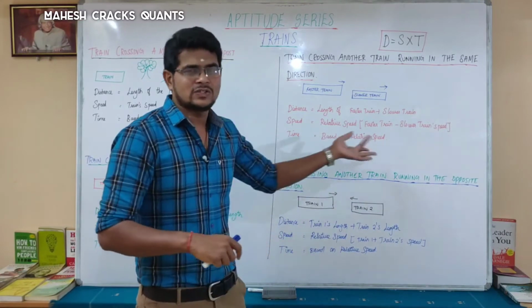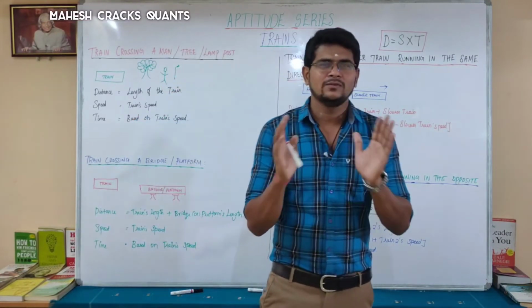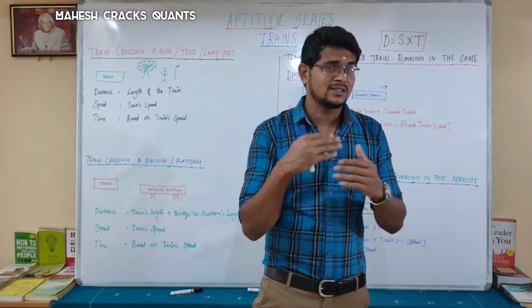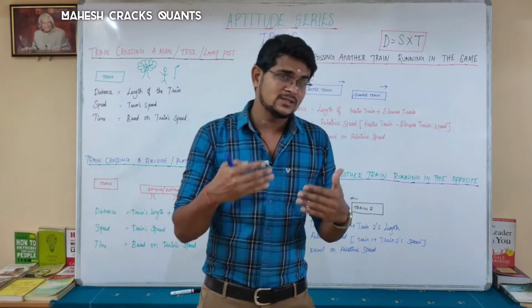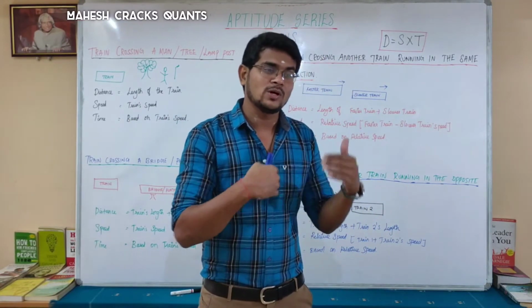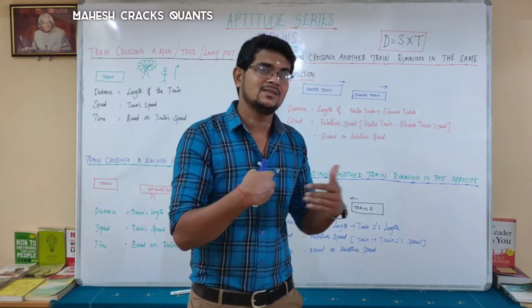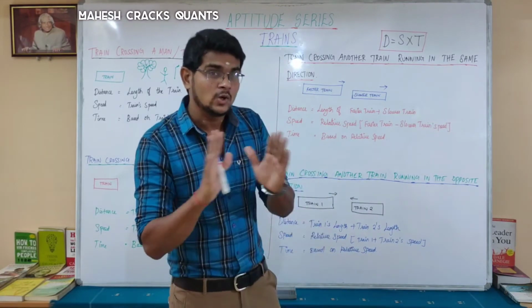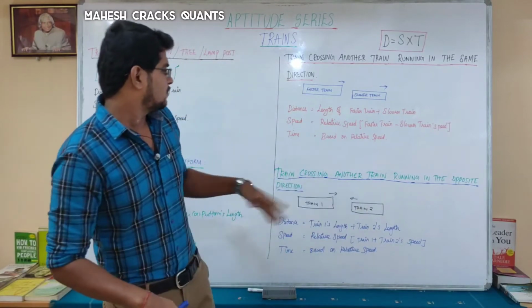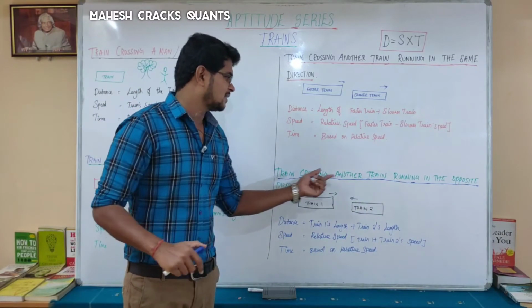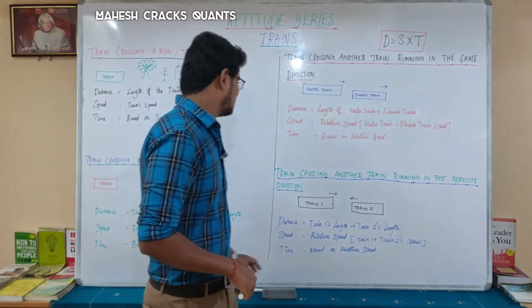Okay, time is based on the relative speed. So if both the trains are running in the same direction on parallel tracks, one train overtaking another train, what is the relative speed? Relative speed is the difference between their speeds. Okay, that's it. So come to the last one, train crossing another train running in the opposite direction.